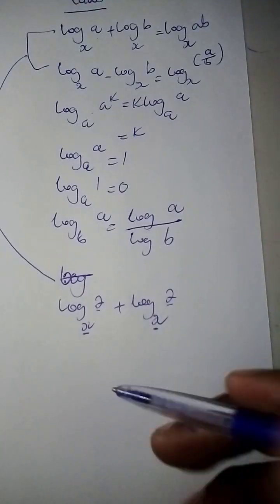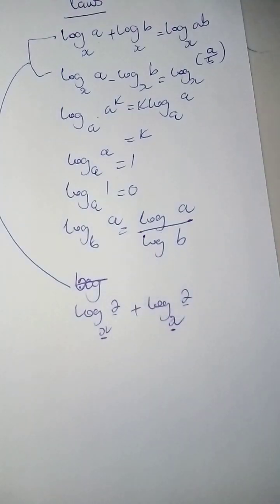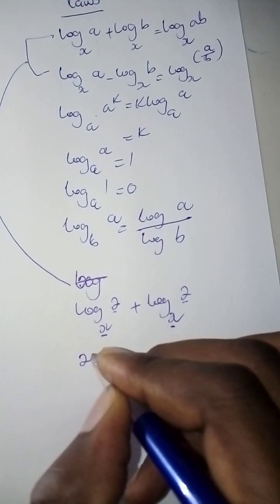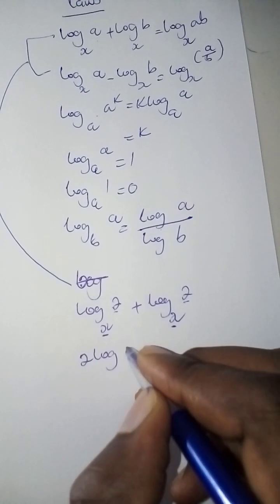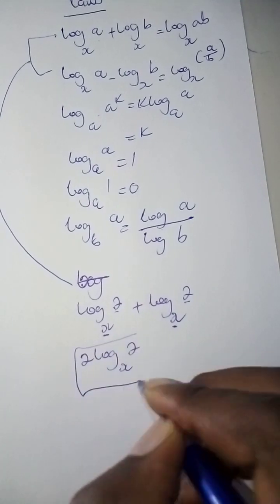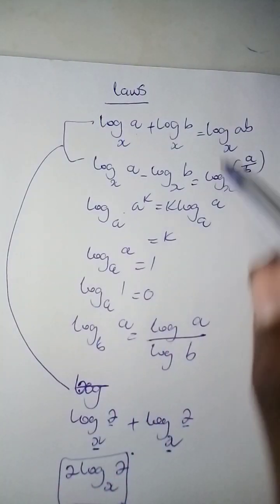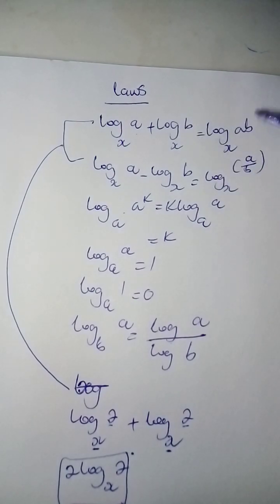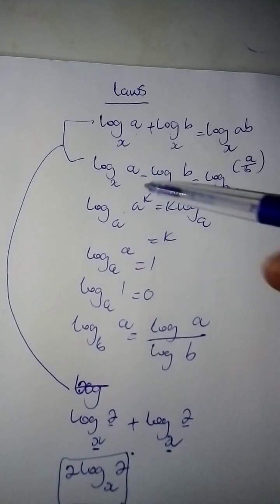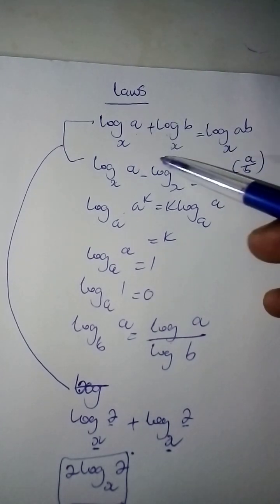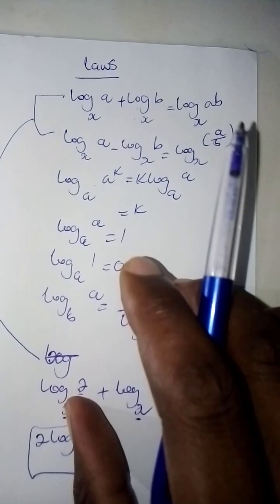So this would be an addition of like terms. So this would actually give you a 2 log 2 base x. That's what this would give you. So it's very important that you understand that the only way for you to actually use these first two laws is that these two must be different from each other and the bases must be the same.